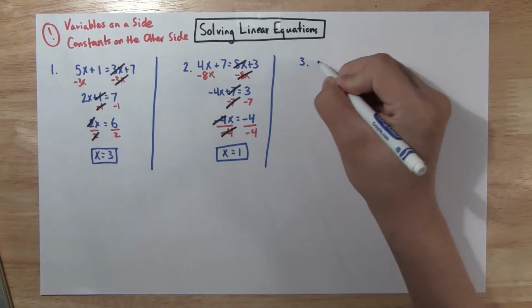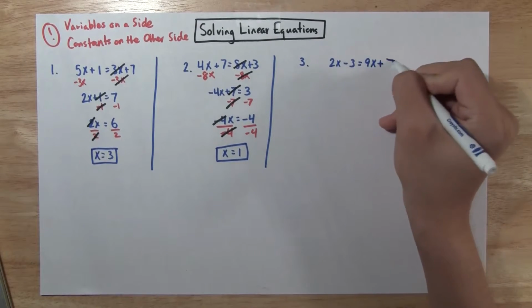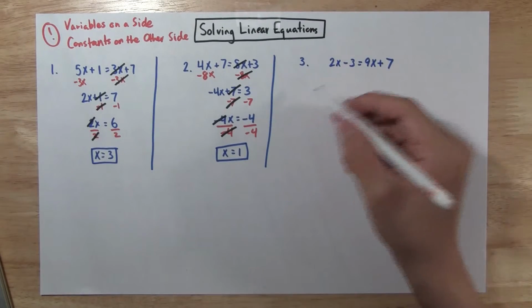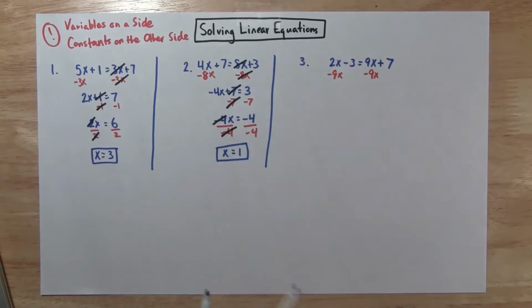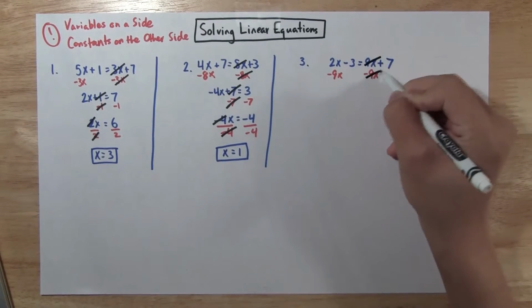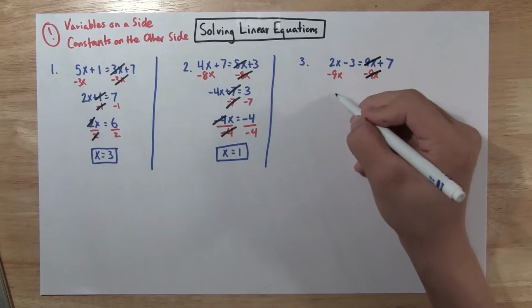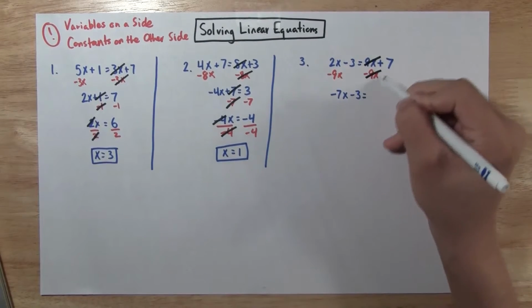So let's look at a third. 2x minus 3 equals 9x plus 7. What you want to do is get all the x's on one side. If you subtract 9x from both sides, you have a 9x and a negative 9x, so these cancel out. On the left side, what you have left is 2x minus 9x, which is negative 7x, and then you have a minus 3 left over. This equals 7.